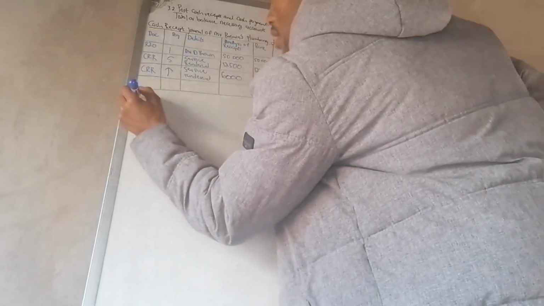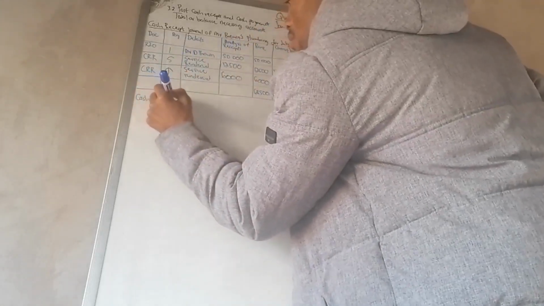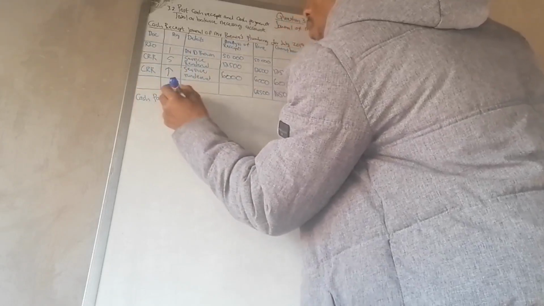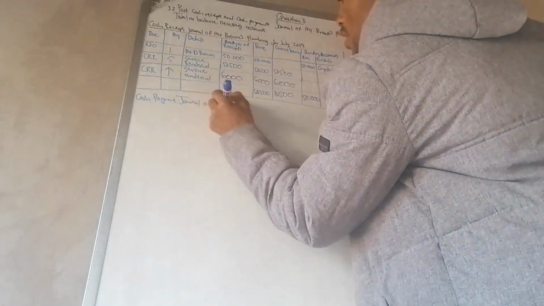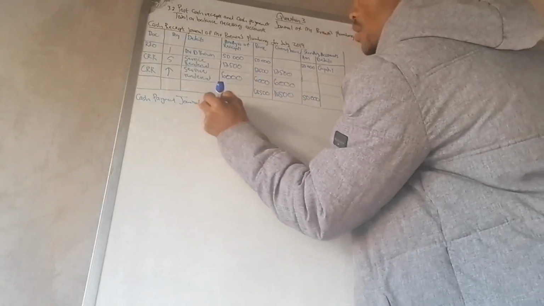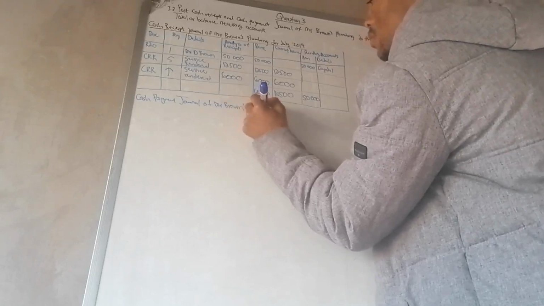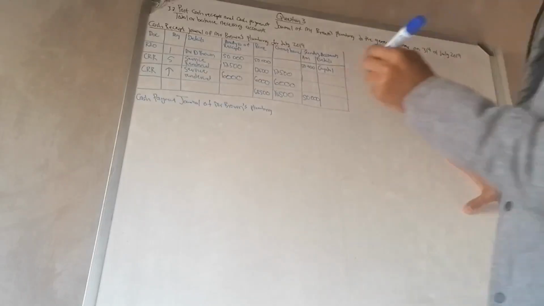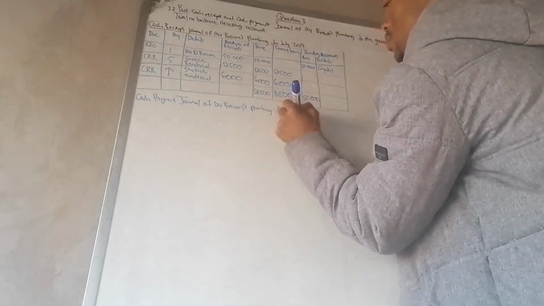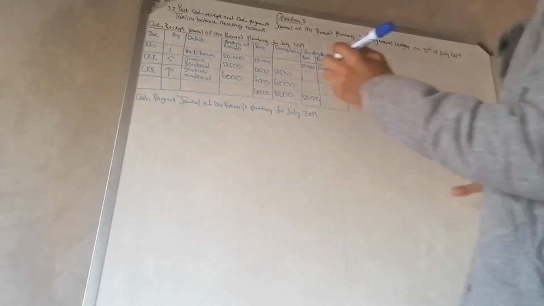Let's go to the cash payment journal. This is the cash payment journal of Mr. Brown's Plumbing for July 2019.